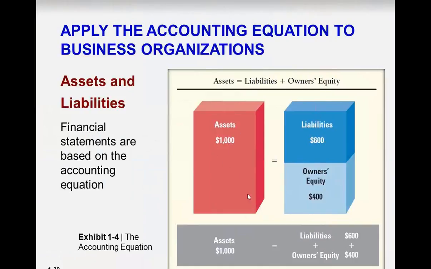So as long as I know two of these three, if I knew that my assets were 1,000 and my liabilities are 600, I can solve. If I didn't know what my owner's equity was, I could determine that it had to be 400 just by solving the equation. And this accounting equation must always equal. It always has to stay in balance.